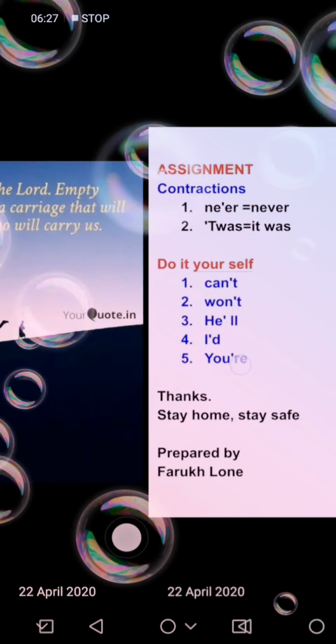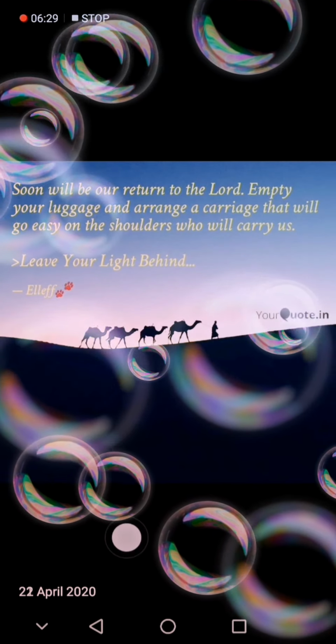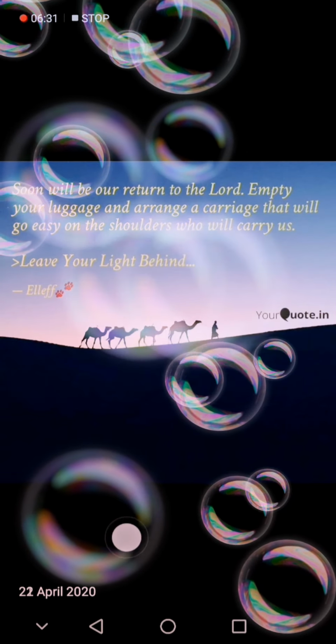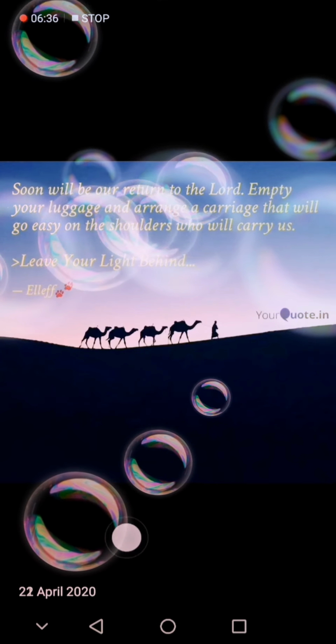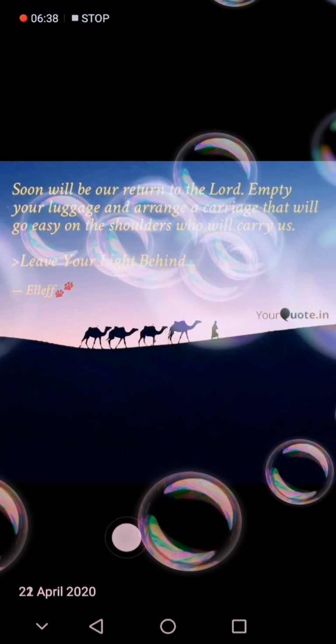But here I will end this poem with this short quote: soon will be our return to the Lord. Empty your luggage and arrange a carriage that will go easy on the shoulders, will carry us.